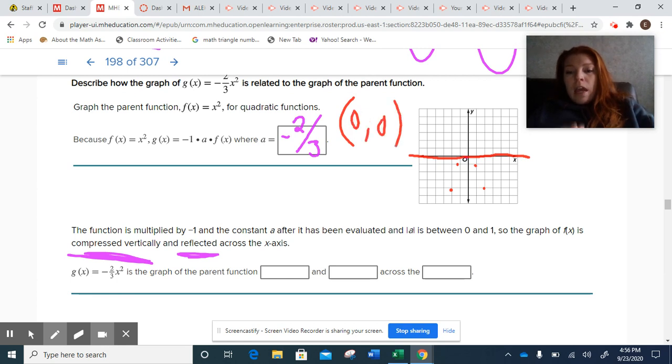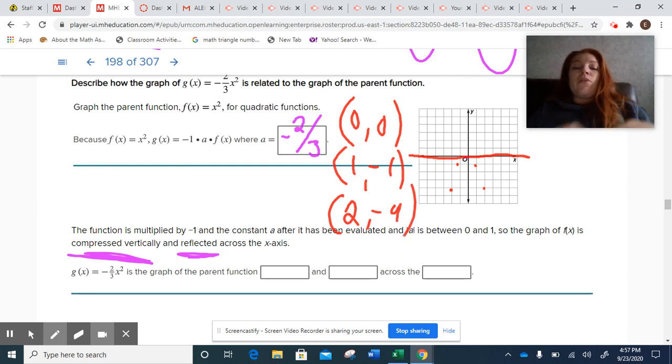So now what I have to do is focus on my new points. 0, 0. And I'm just going to focus on one side, because I know that I can just copy the same thing on the other side. So I'm going to focus on the 1, -1. It used to be 1, 1, but we did our flip. And then I'm going to do the 2, -4, which used to be 2, 4, but we did our flip. Okay, so now what I have to do is do 2/3 times my y numbers, right? This is a vertical stretch. But because it's a number that's less than 1, it's not going to be as dramatic of a stretch as we had before.